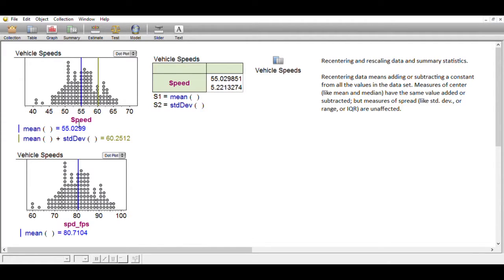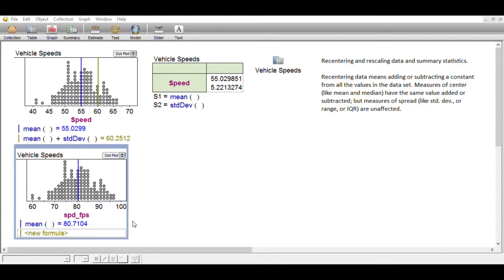And of course, that's the same rescaling factor applied to the mean. If I were to take this mean here, multiply it by 88 over 60, my rescaling factor, I would get 80.71 feet per second. And in the same fashion, the standard deviation, as opposed to before, when you recentered, the standard deviation was unaffected. The standard deviation will be changed.